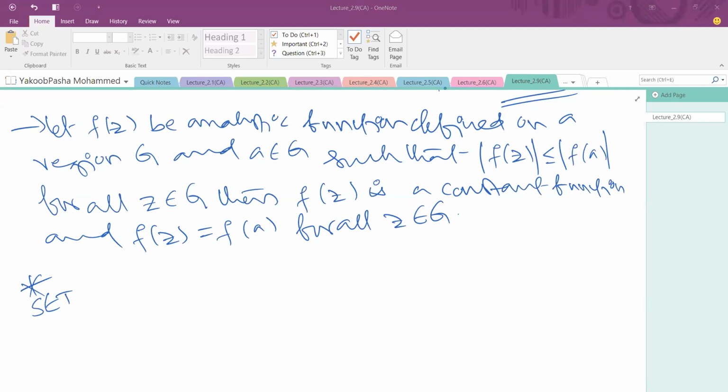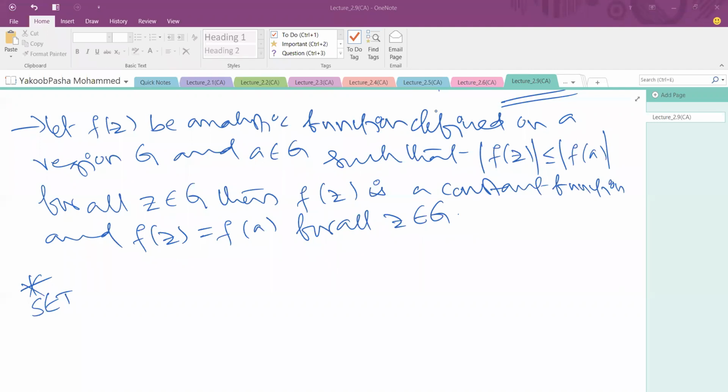ఓకే, దీనికి ప్రూఫ్ ఉందండి, మనం ప్రూఫ్ చేయొచ్చు. Modulus of f of z is less than or equal to modulus of f of a. ఇక్కడ ఏం చేస్తామంటే f of z is not equal to f of a అని తీసుకుంటాం. We can prove by contradiction వేలో ప్రూవ్ చేస్తాం. Whenever f of z is not equal to f of a, then proceeding చేస్తే modulus of f of z is contradiction వస్తుంది. The case లో f of z equal to f of a, that is not.